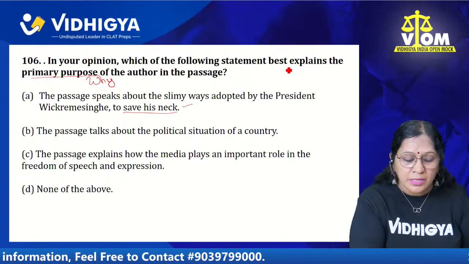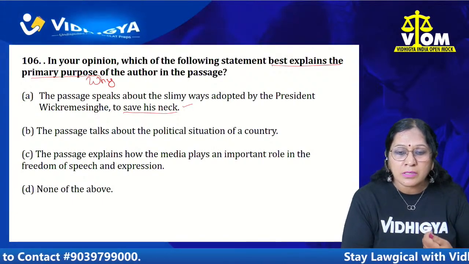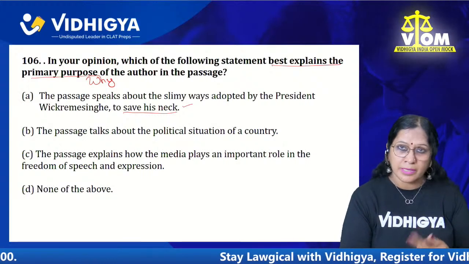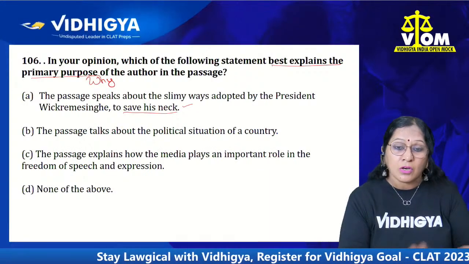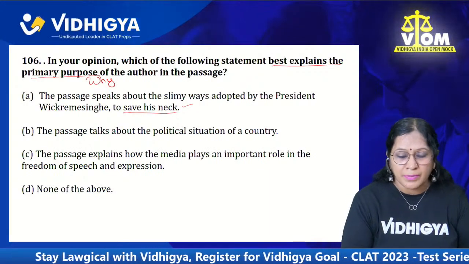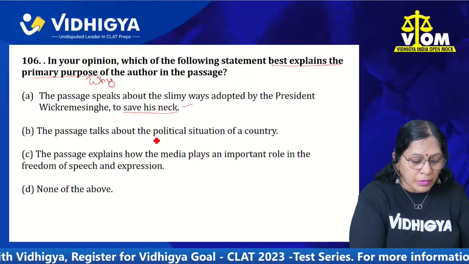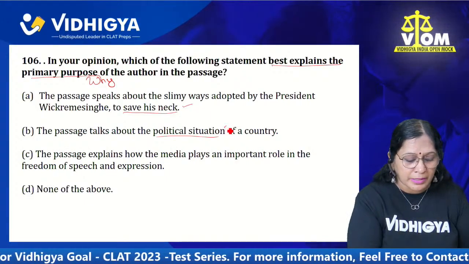The question says it best explains the primary purpose. That means, what was the reason of the author writing this passage? So then ask yourself, does the author really want to tell us only about the political situation, or mainly was it mentioning the president before and after his presidency? So, political situation, partially correct, but not completely.